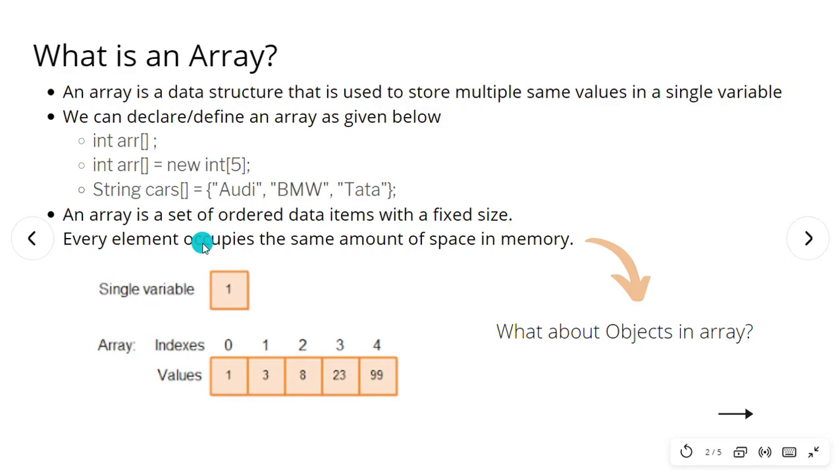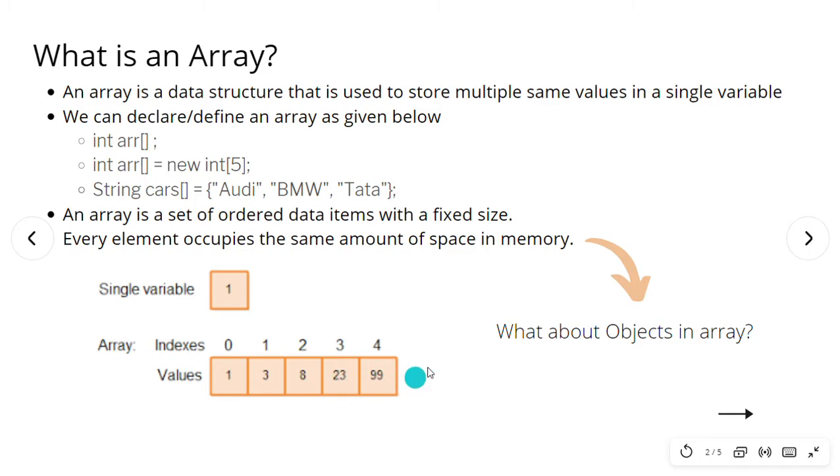Let's move to the next point: every element occupies the same amount of space in the memory. What does this mean? Consider this is an integer array. What is the size of an integer? It is 4 bytes, right? So each bucket is of 4 bytes here.